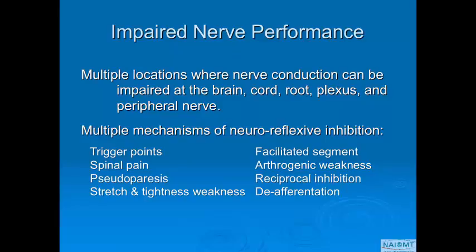We'll talk about the multiple locations where nerve conduction can be impaired, everywhere from the brain to the peripheral nerve. We'll also talk of non-conductive reasons for clinical weakness, and these mechanisms of neuroreflexive inhibition that have been described in the literature affecting our patient's strength.